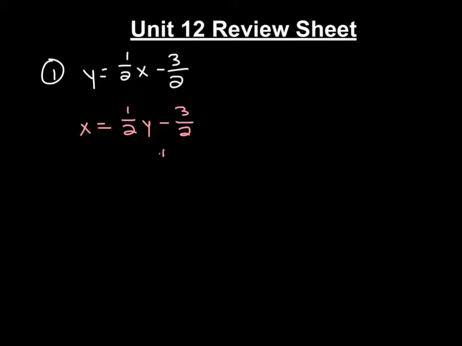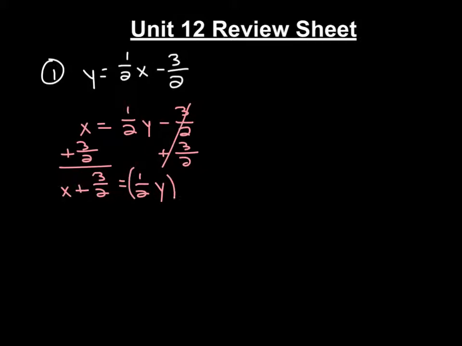So I'm going to first add 3/2 to both sides of the equation. So that leaves me with x plus 3/2 equals 1/2 y. Now, to get rid of the 1/2, you could do one of two things. You could divide both sides of the equation by 1/2, but then you're going to be dealing on this side with fractions within fractions. So I think an easier way here is just to multiply both sides by the reciprocal of this 1/2. The reciprocal of 1/2 is, just flip it upside down, 2 over 1.